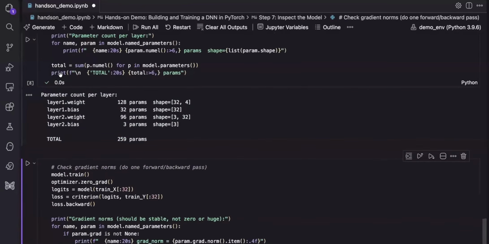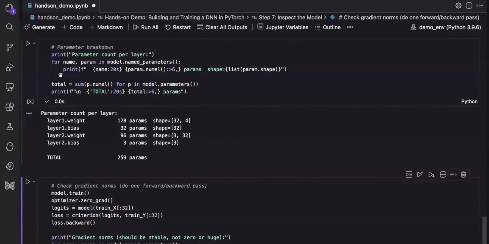Layer 1.weight has shape 32 by 4. Notice the shape is output by input, and that gives 128 parameters. Layer 1.bias has shape 32, one bias per output unit, so 32 more, and that is 160 parameters total for the first layer.